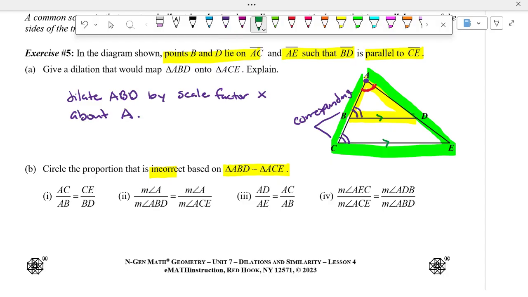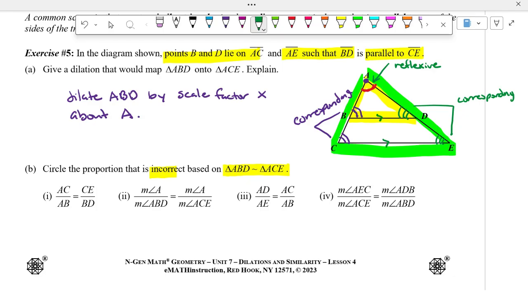Same thing over here. These two angles are congruent because corresponding angles on parallel lines are congruent. And again, this one is congruent to itself because it's reflexive. Now, let's check all of these proportions and make sure they're correct. All right, so when it comes to proportions, the sides have to match up.